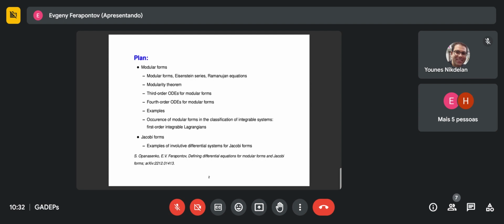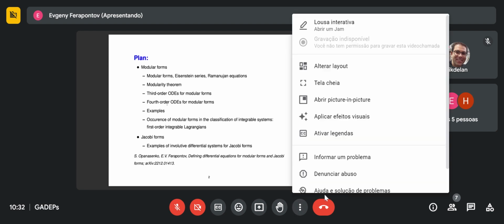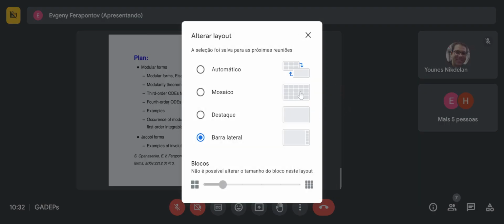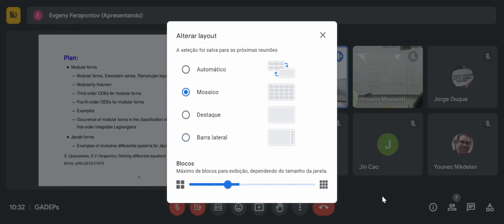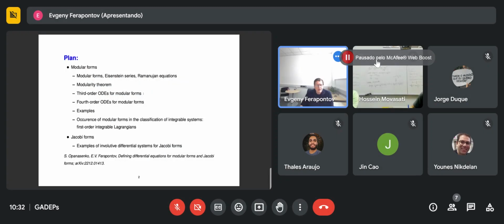Third order ODEs will be invariant under SL2R, and also every modular form satisfies a fourth order ODE, which is invariant under GL2R, with a weird scaling of the function. And sometimes these fourth order ODEs are simpler than third order ODEs. And then I'll show you after I review this construction.